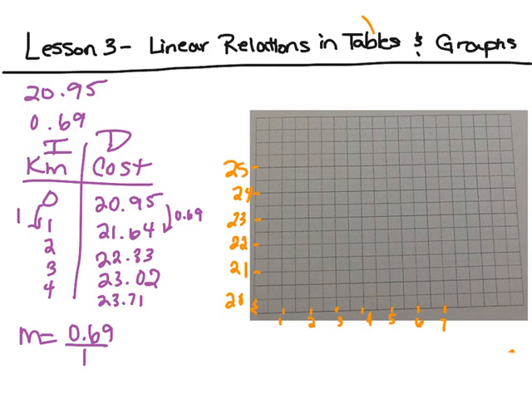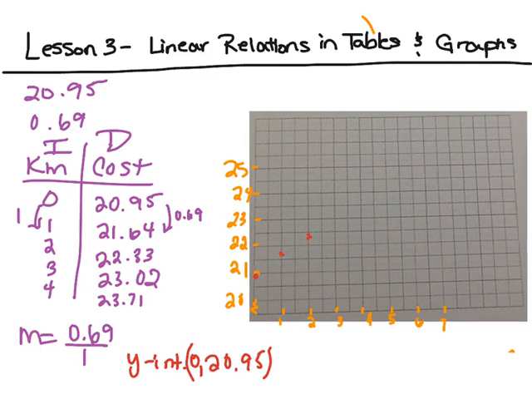So at 0, it's at $20.95, so right here. So we can automatically see that our y-intercept is $20.95. So 0, $20.95. And then we're going to go 1 and $21.64, somewhere in here. 2 and $22.33. 3 and $23.02, right above the line there, and 4 and $23.71.